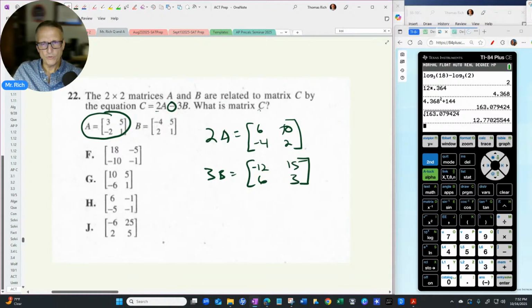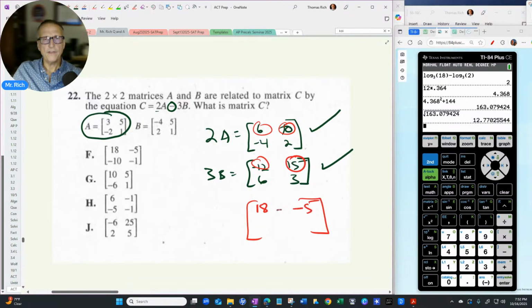And if I told you to take this thing minus this thing, hopefully you would say, you know what? Probably the best bet would be to subtract their corresponding elements. In other words, the answer to this is probably going to be 6 minus negative 12, which is an 18, and 10 minus 15, negative 5. And if you did that, you would be correct. That's exactly what you're supposed to do. And you can see very quickly that your answer here is F.